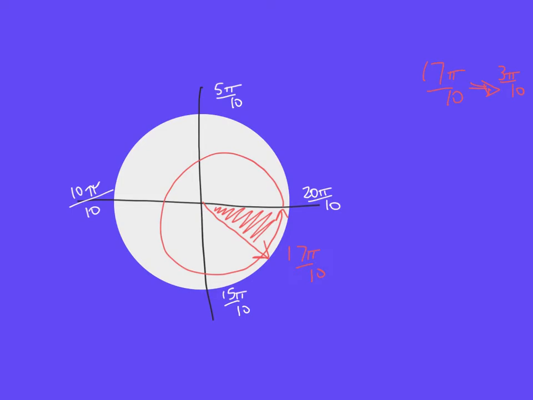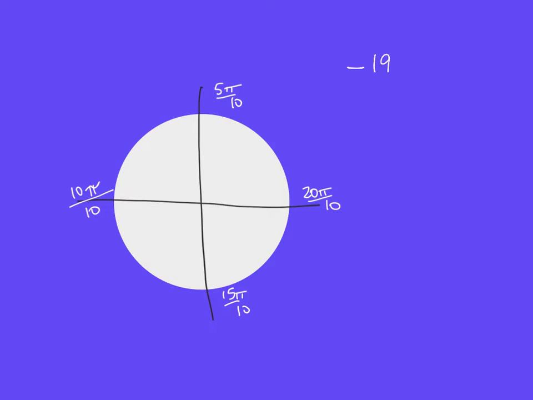Okay. Now, let's try a negative one, because you will be given some negative angles on this worksheet that you're going to be doing. So let me get rid of some of this stuff, and we'll try a negative one. How about negative 19 pi over 10? Negative 19 pi over 10.